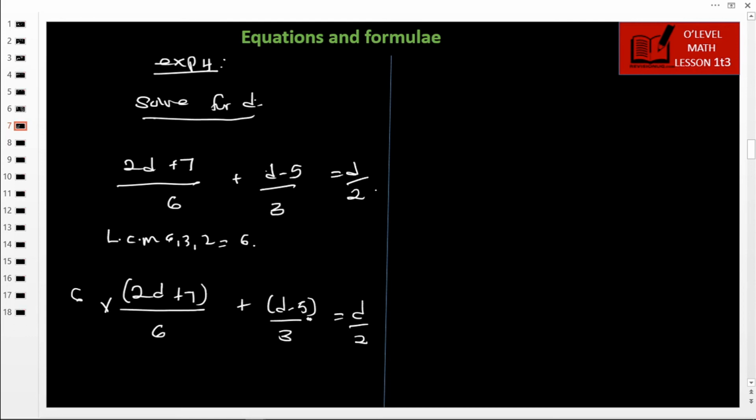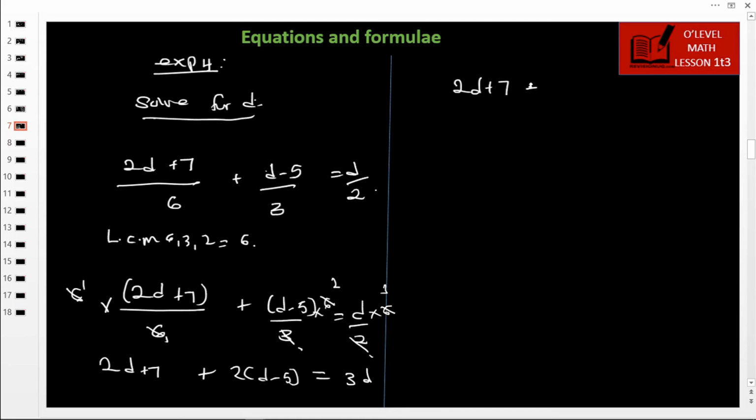So times the LCM 6, then here times the 6, even here times what? The 6. So 6 by 6 we get 1. So this is 2D plus 7, then plus 6 by 3 is 2, so 2 into (D - 5) is equal to, now 6 by 2 is 3, so 3D, because 3 times D is 3D. So here we are having now 2D plus 7 plus 2D minus 10. I think now you know where the 10 has come from. This is 2 times D, 2 times negative 5, giving negative 10.